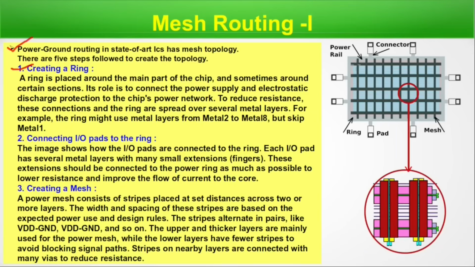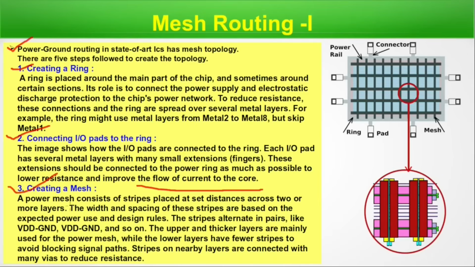This is the power rail. This is the ring, pad, base, all connections, and this is the closer view. Connecting IO pads to the ring. The image shows how IO pads are connected to the ring. Each IO pad has several metal layers with many small extensions, finger-like structures. These extensions should be connected to the power ring as much as possible to lower resistance and improve the flow of the current to the core.